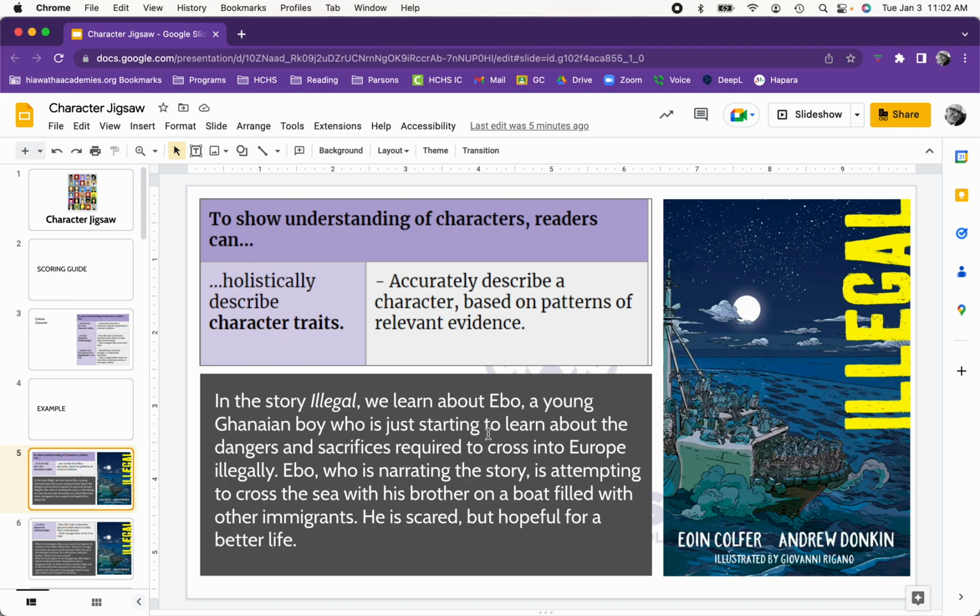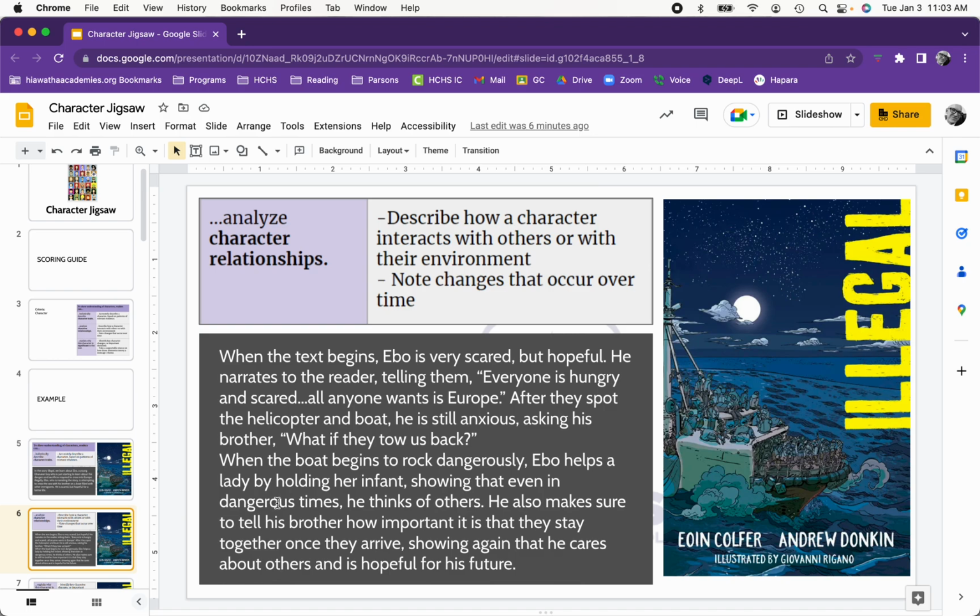As you can see, I've described the author and the main character, the title of the book, and I've given you some details about who he is and what he's trying to do. A summary of the character and some of the character traits. He's scared but hopeful for a better life.